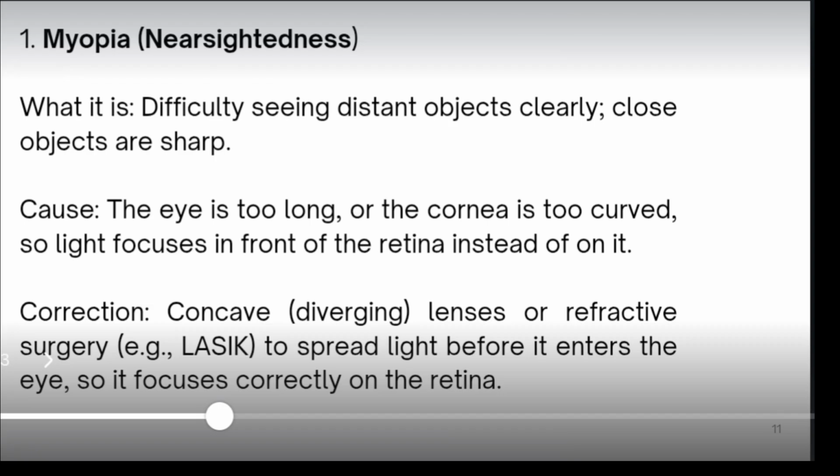So first, myopia. What it is: difficulty seeing distant objects clearly. Close objects are sharp. Cause: the eye is too long or the cornea is too curved, so light focuses in front of the retina instead of on it. Correction: concave, diverging lenses or refractive surgery, in other words LASIK, to spread light before it enters the eye, so it focuses correctly on the retina.